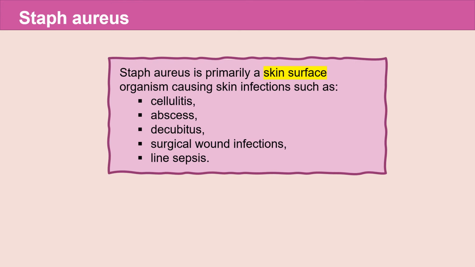Now, Staph aureus is primarily a skin surface organism. It's found on the skin, which causes skin infections such as cellulitis, abscesses, decubiti, surgical wound infections, and line sepsis. So if a patient has any of these types of infections, you're going to suspect Staph aureus.